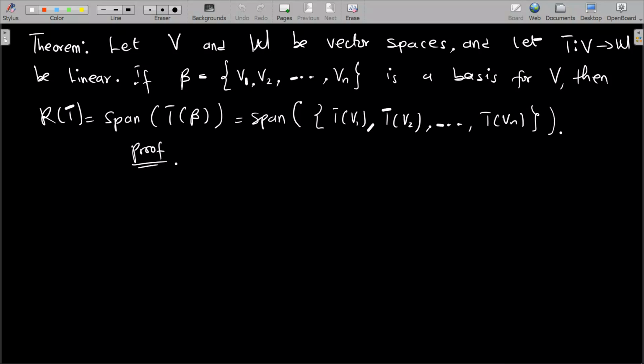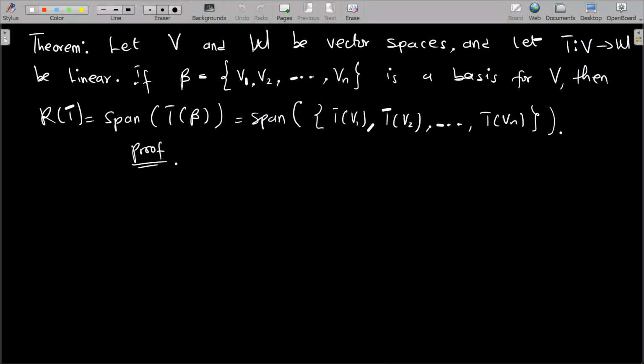Hi, so welcome to this other lesson on linear transformations in linear algebra. So here what we are going to do is to show that if you have a vector, so let V and W be vector spaces and let T such that V maps to W be linear. So T here is a linear transformation.